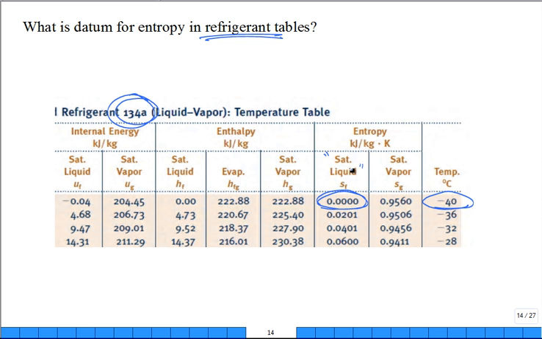Hey, what was the energy benchmark or starting measurement for refrigerants? The enthalpy of saturated liquid was set to 0. Can you have a negative H? Yes. Can you have a negative S? You sure can. You just have to get it colder.